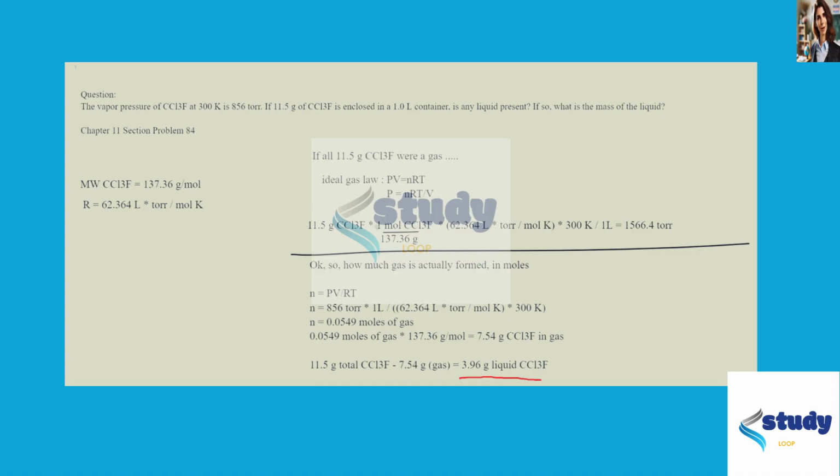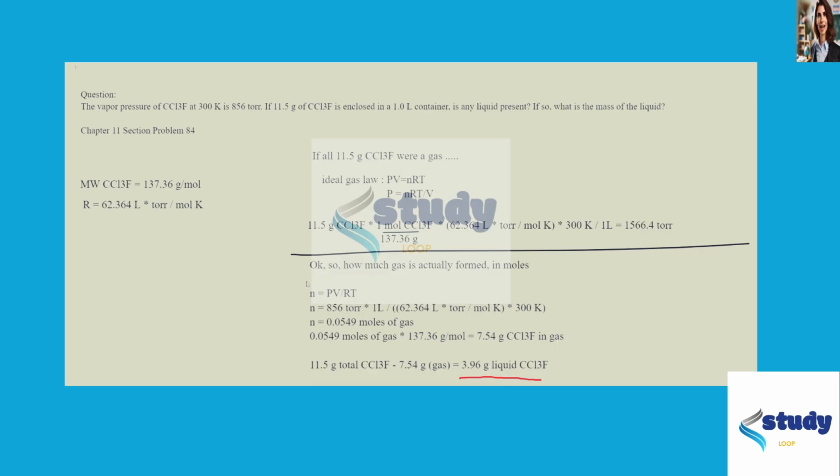And if I plugged all that in, first I converted the grams to moles, and then multiplied by the gas constant, which, leaving it in torr, is 62.364 liter torr per mole Kelvin, multiplied by the temperature divided by the volume. I got 1566.4 torr, and that is more than the vapor pressure. So clearly some of this is going to be left over as a liquid. So we could have just started with this calculation down here.